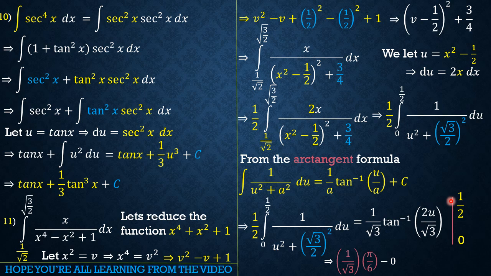So we have 1 over square root of 3 inside the tan inverse function. And that result simply gives us pi over 6 or 30 degrees, but always put it in radians, always in radians. Then plugging in 0, we are going to have 0. So if you rationalize the denominator and simplify, we are definitely going to have square root of 3 over 18 pi. That's the final answer.